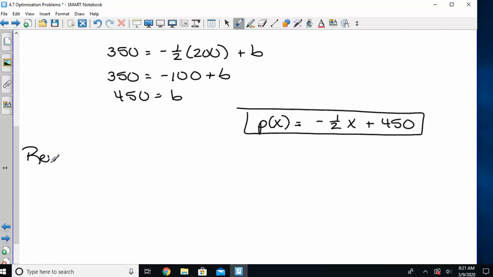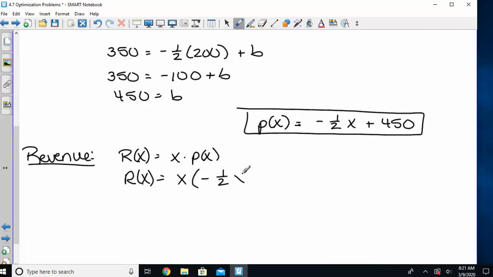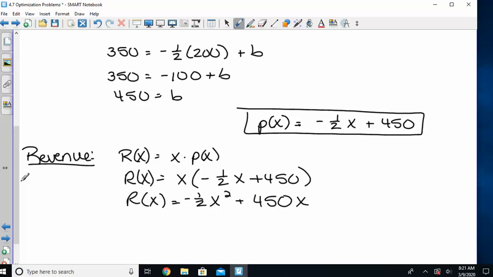Now I want revenue. How do you find revenue? It's X times the price. So if I run an x through this price equation, I get a negative 1/2 x squared plus 450x.